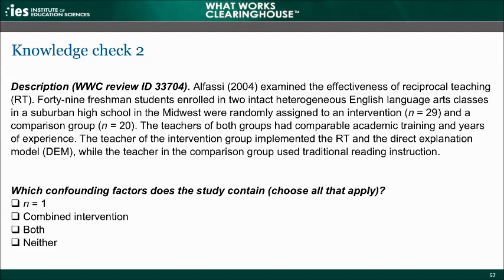The teacher in the intervention group implemented the reciprocal teaching and the direct explanation model, which is another reading comprehension strategy. The teacher in the comparison group used traditional reading instruction. For this knowledge check, we ask you to identify if the study contains an N equals 1, a combined intervention, perhaps both or neither.